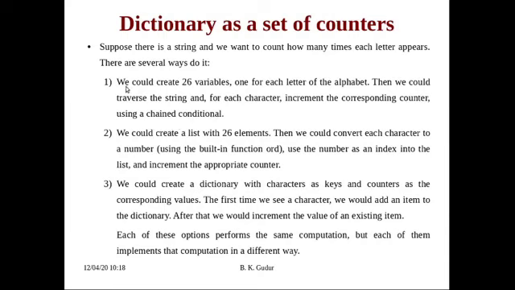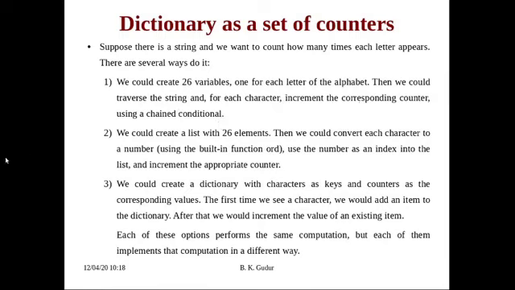So, very simple. Initially we create 26 variables. We don't differentiate between capital and small letters. Ignoring the case, we create 26 variables like A count, B count, and so on, for each alphabet. Then we traverse the string, whatever string is given, and for each character we increment the corresponding counter using a chained conditional. Very simple.